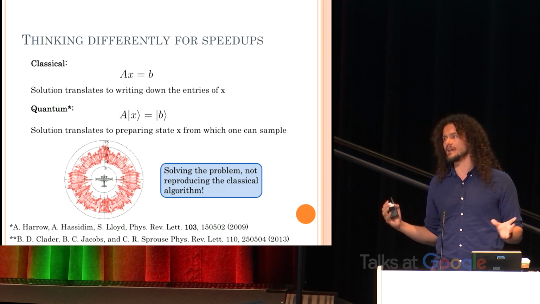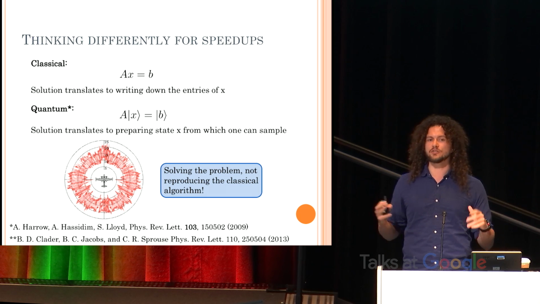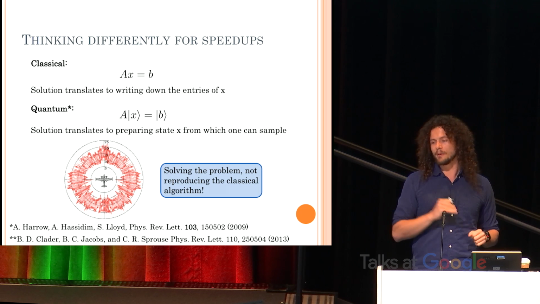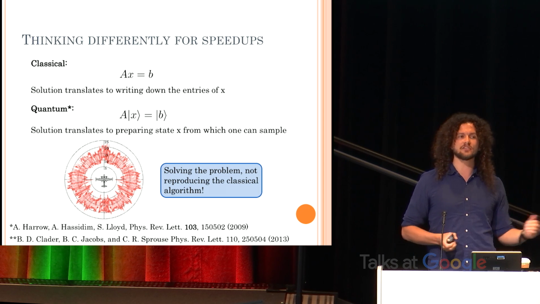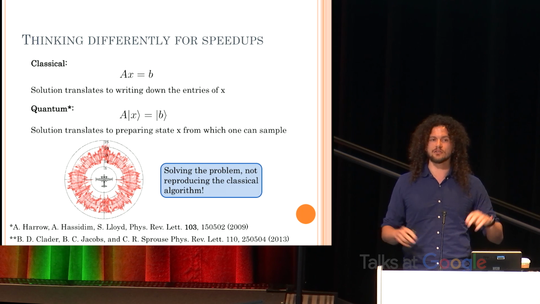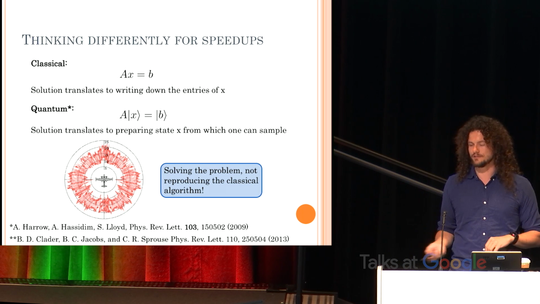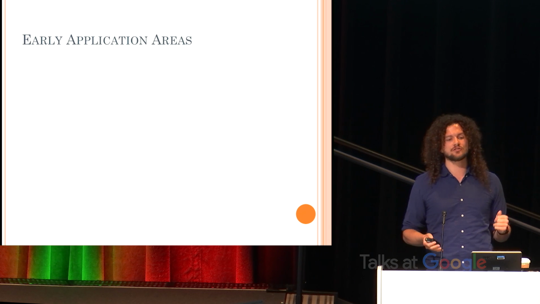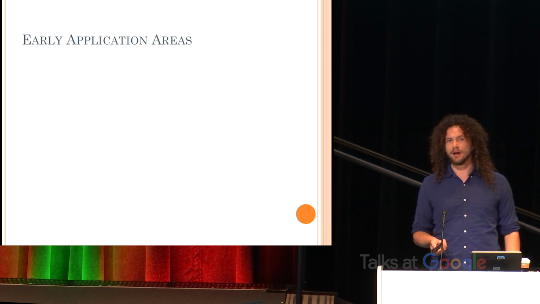They're about using a new set of tools to solve the problem that you're interested in a fundamentally new way. And I think that's highlighted very well by this particular comparison between the classical and quantum version of solving a system of linear equations. So where do we think early applications are going to be highlighted for these particular devices?